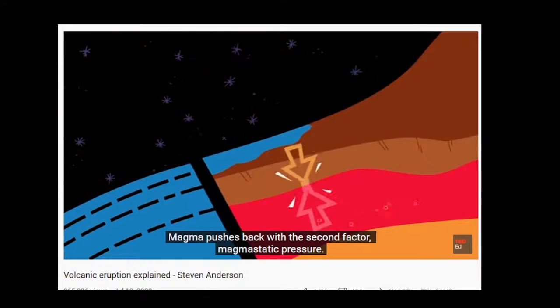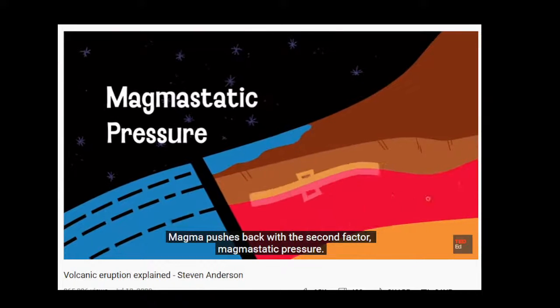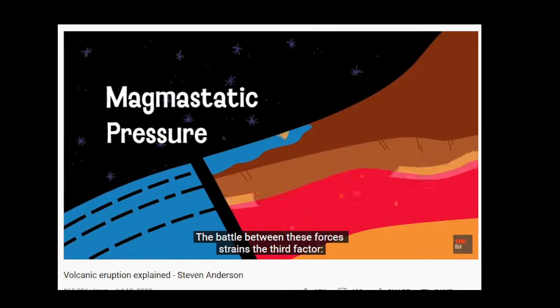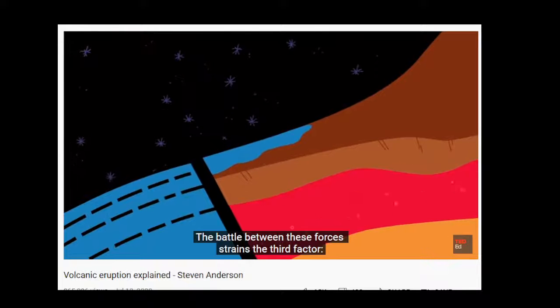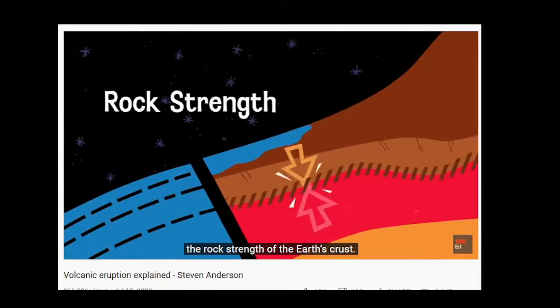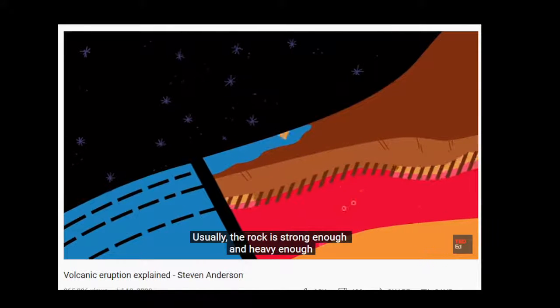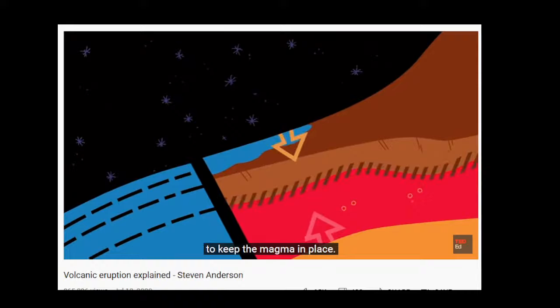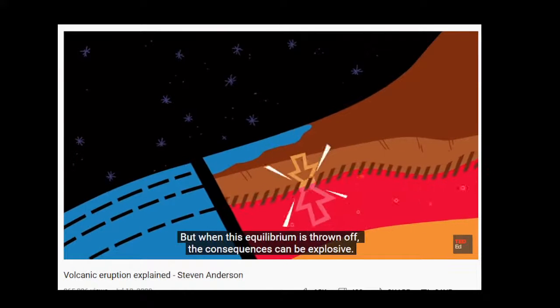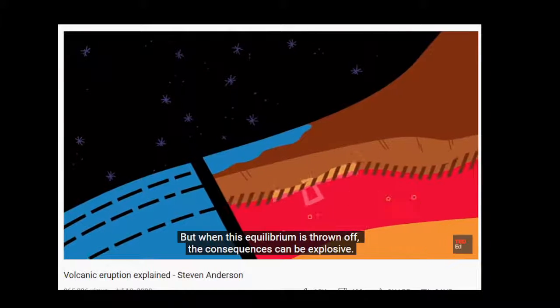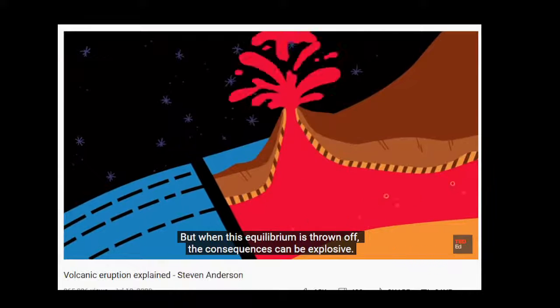Magma pushes back with the second factor, magmastatic pressure. The battle between these forces strains the third factor, the rock strength of the Earth's crust. Usually, the rock is strong enough and heavy enough to keep the magma in place. But when this equilibrium is thrown off, the consequences can be explosive.